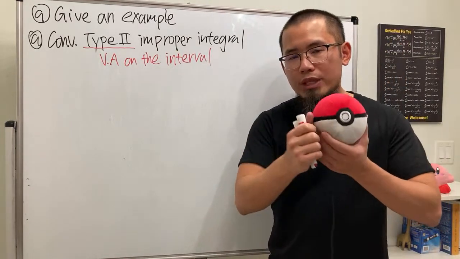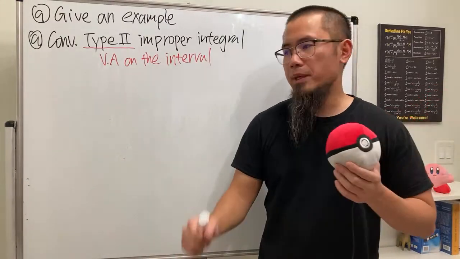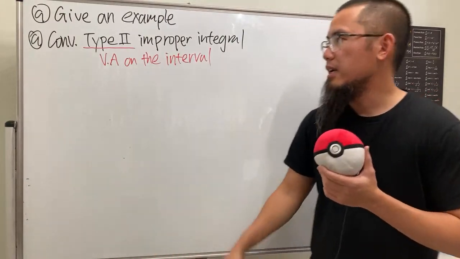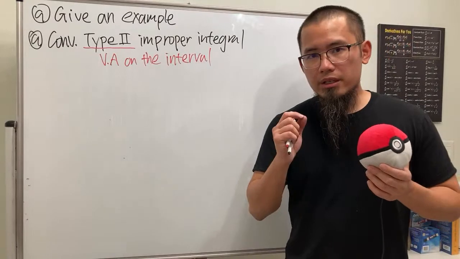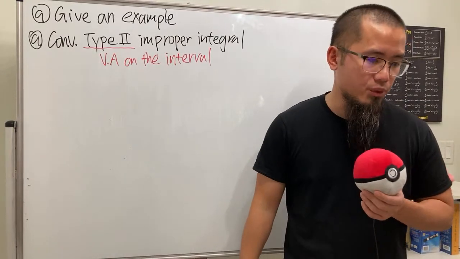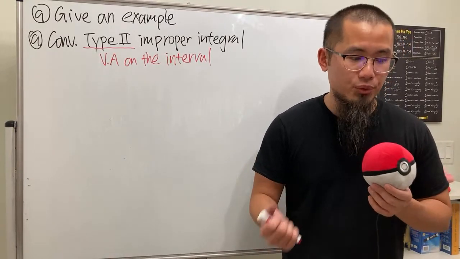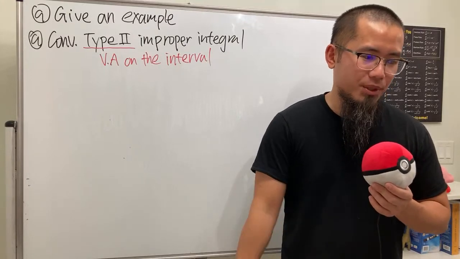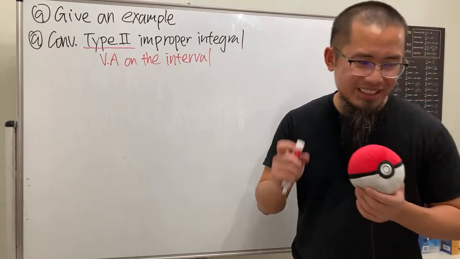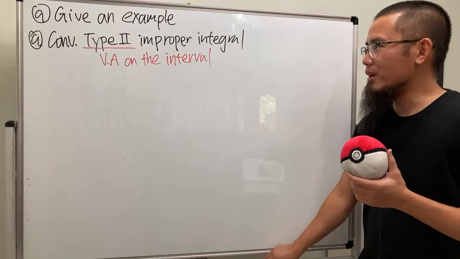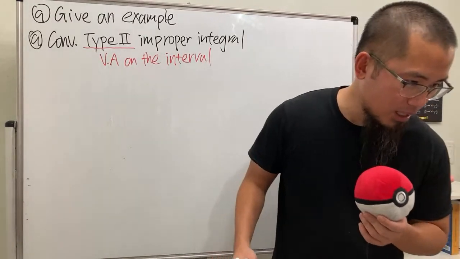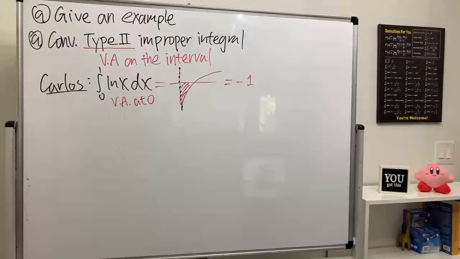Type 1 is where we have an infinite interval. So maybe going from 1 to infinity and things like that. So can you guys just give me a convergent type 2 improper integral? It does not have to be too hard. All right, Carlos, that's the one that I demonstrated in class. So I'm going to write down your name for that example you gave. So this.